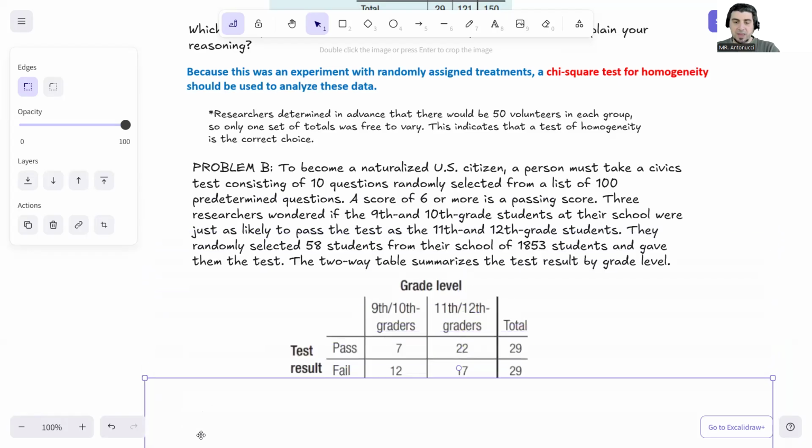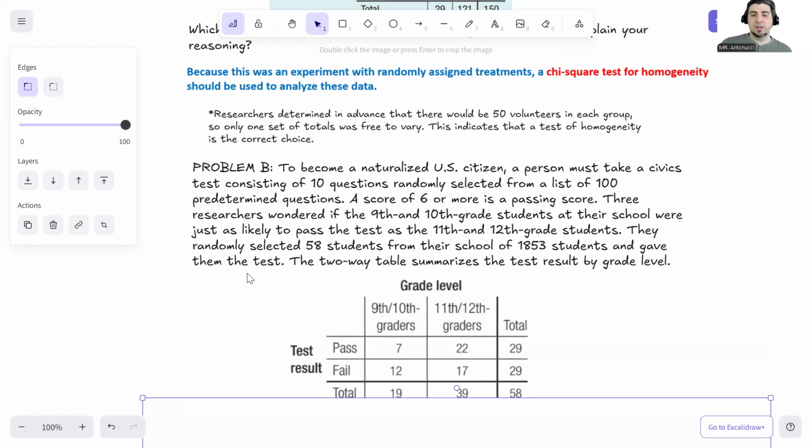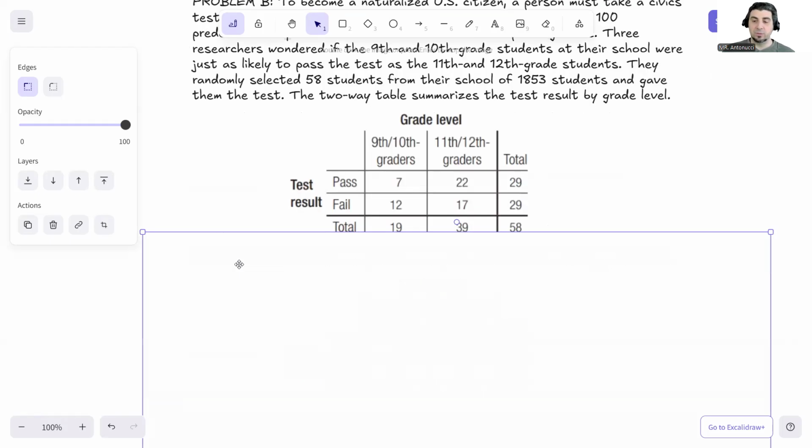Now, problem B here, to become a naturalized U.S. citizen, a person must take a civics test consisting of 10 questions randomly selected from a list of 100 predetermined questions. A score of 6 or more is a passing score. Three researchers wondered if the ninth and 10th grade students at their school were just as likely to pass the test as 11th and 12th grade students. They randomly selected 58 students from their school of 1,853 students and gave them the test. The two-way table summarizes the results.